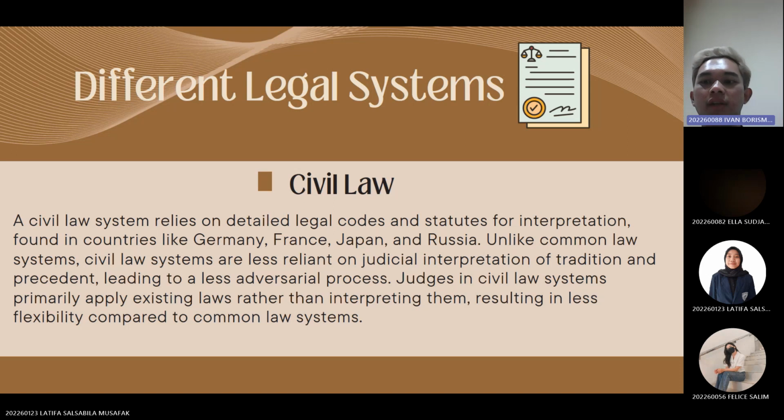The predominant legal system in Indonesia is civil law, which is based on codified laws and statutes. Most aspects of law, including family law, property law, and criminal law, are governed by civil codes established by the government. For example, the Indonesian Civil Code regulates various aspects of civil relationships such as marriage, inheritance, and property ownership. Next slide.